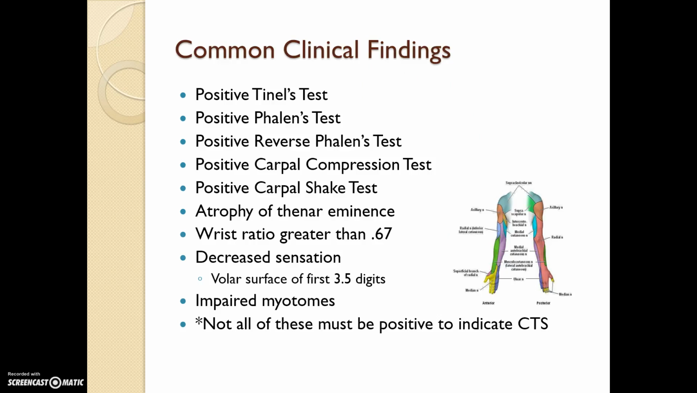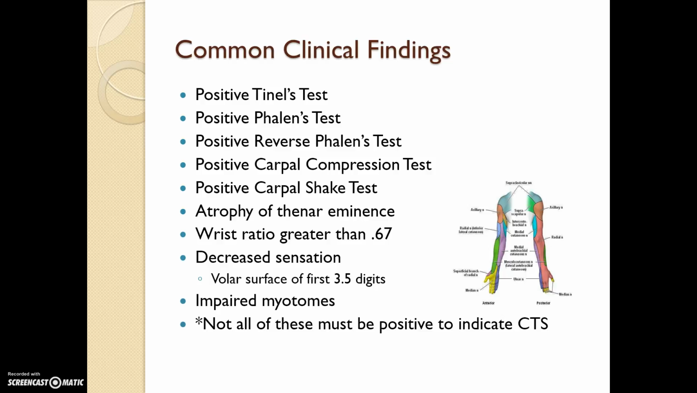The following tests may be positive with carpal tunnel syndrome: Tinel's test, Phelan's test, reverse Phelan's test, carpal compression test, and carpal shake test. Other clinical findings may include atrophy of the thenar eminence, a wrist ratio greater than 0.67, which is the anterior to posterior diameter divided by the medial to lateral width of the wrist.